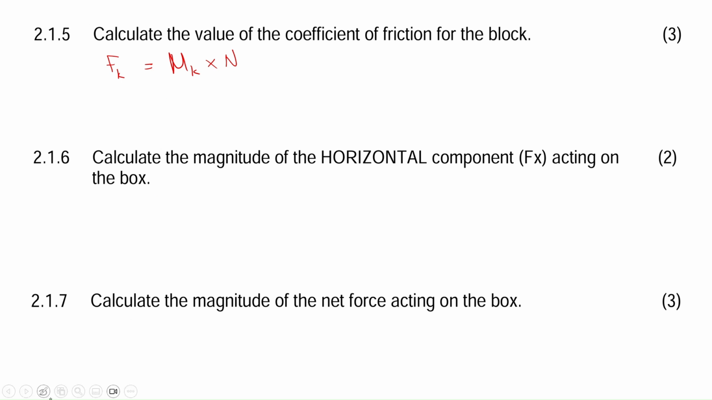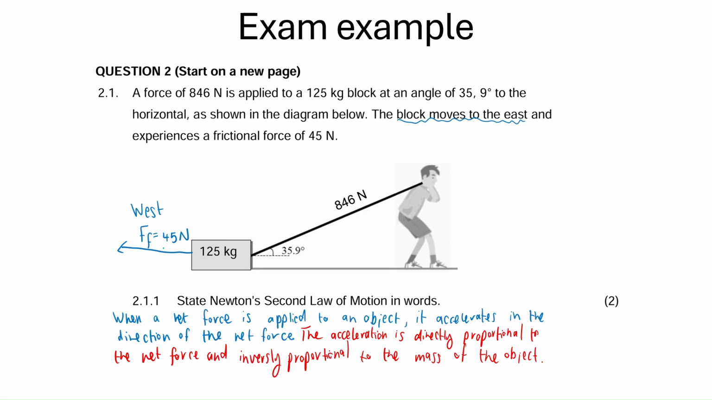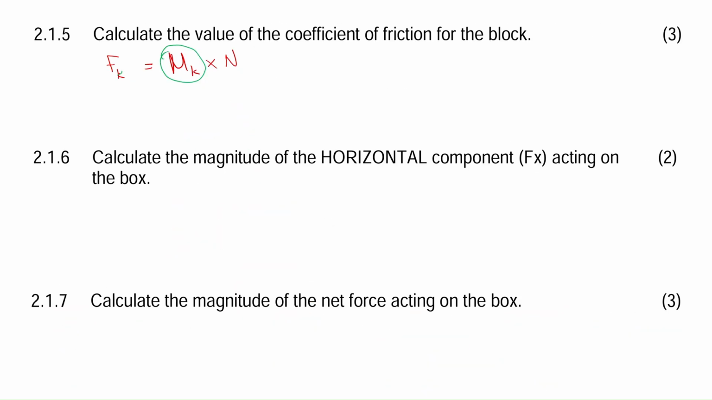Now they say over here, calculate the value of the coefficient of friction. So what value do we actually want? We want this value over here. Now we think to ourselves, do we actually have the kinetic frictional value? Let's look at our diagram. We do. It's 45 newtons. So if we know that we have 45 newtons, we are going to place that 45 newtons over there. We are going to say mu k multiplied by, do we have the normal force? We of course do. So that's going to be 728.93 newtons.